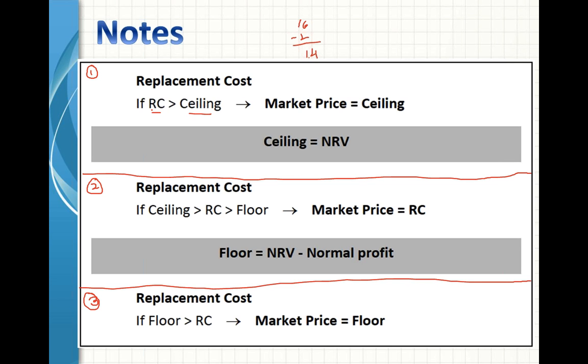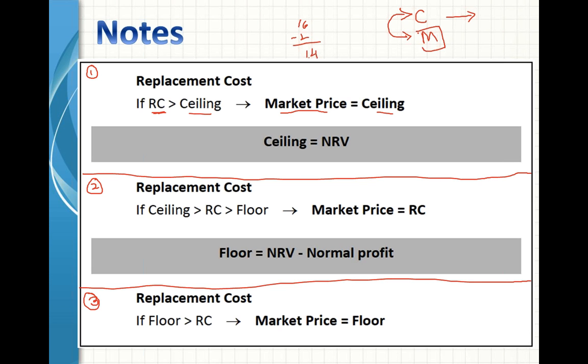Okay. What happens if RC is greater than ceiling? If RC is greater than ceiling, my market price will be ceiling. Cost is waiting for you. Here I have the cost price. We are waiting for the market price, so that the least of these two will be considered in the financial statements.